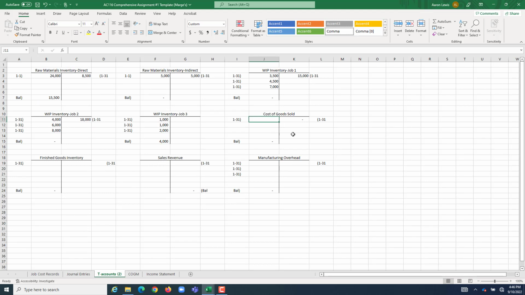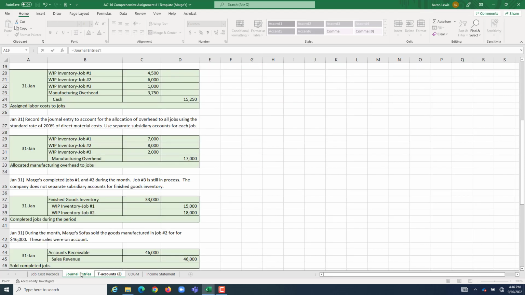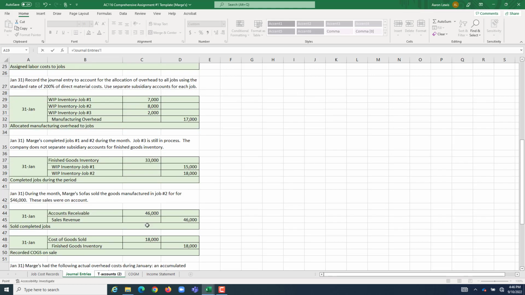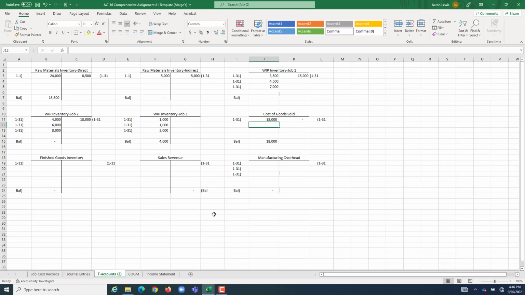What about cost of goods sold? Well, we recorded one entry for cost of goods sold when we sold job number 2 earlier in the period. We obviously had a debit to cost of goods sold for whatever the cost of job number 2 was at the time that we sold it. We can go to our journal entries and find that. When we sold job number 2, right down here, we debited cost of goods sold for $18,000. So let's bring that $18,000 debit on over to our journal entries.